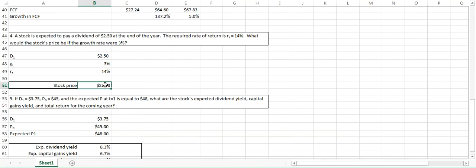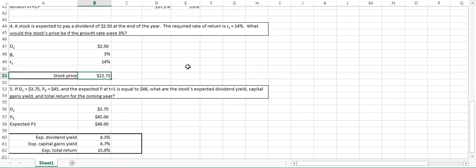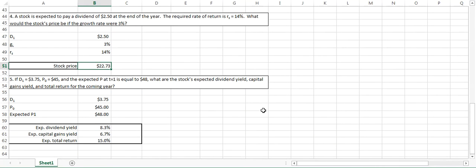Let's look at how to calculate this. We would start with our dividend at time period 1. We know that the 250 is at time period 1 because it's expected to be paid at the end of the year. It's not the most recent one that was paid. So we do not need to apply the growth rate here. We take our dividend divided by the difference between our required rate and our growth rate, which gives us a stock price of $22.73.